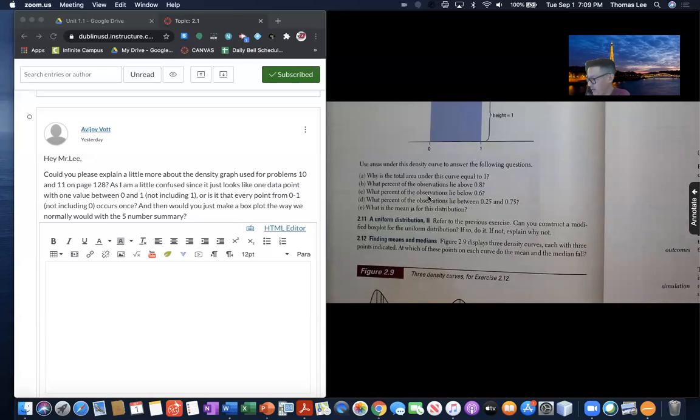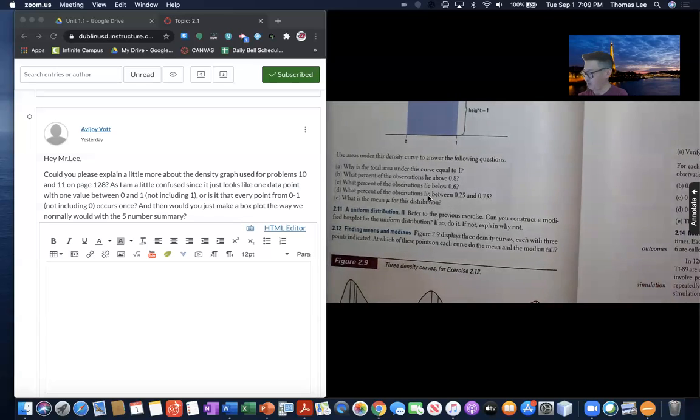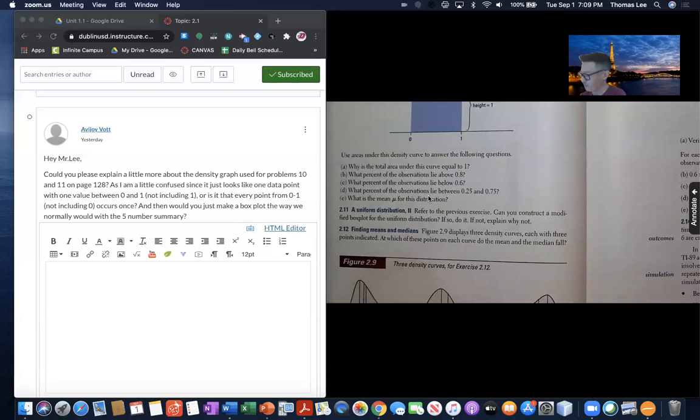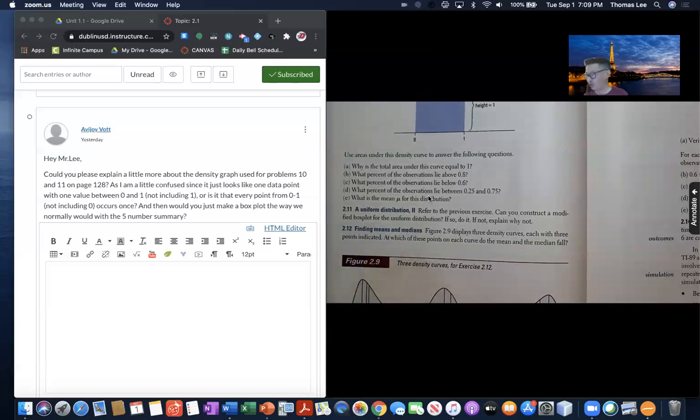Okay. Number 11, uniform distribution, part 2. I love when they have part 2 to questions. Anyways, part 2. Refer to the previous exercise. Can you construct a modified box plot for the uniform distribution? If so, do it. If not, explain why not.